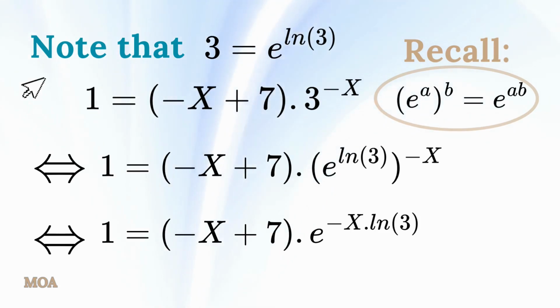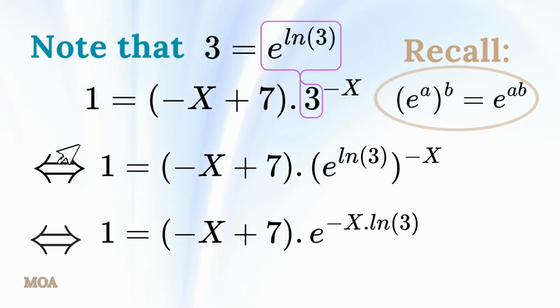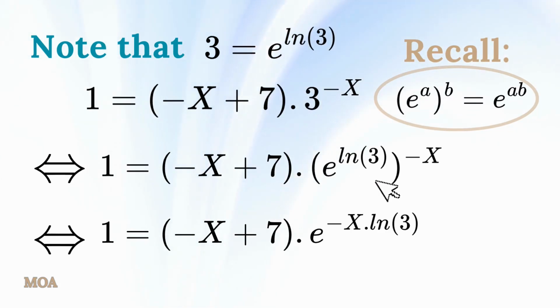So, substituting 3 with this expression, 1 equals negative capital X plus 7 times 3 raised to the power of negative capital X becomes equivalent to 1 equals negative capital X plus 7 times e raised to the natural logarithm of 3, all raised to the power of negative capital X. Using exponent rules, we rewrite this equation as 1 equals negative capital X plus 7 times e raised to the quantity negative capital X times the natural logarithm of 3.